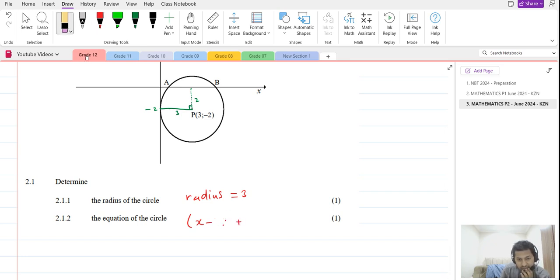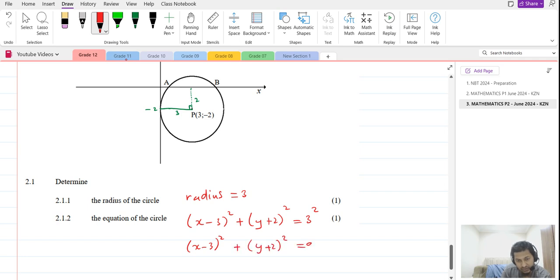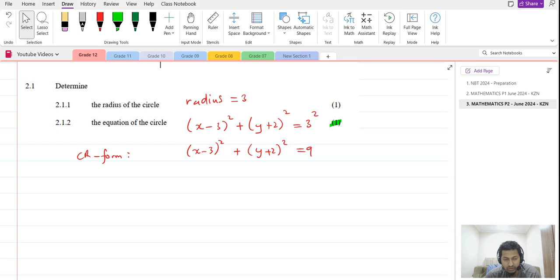Okay, so remember we need to minus the 3, plus y minus minus 2 will become y plus 2, all squared is equal to r squared, which is 3 squared. In other words, we have x minus 3 all squared plus y plus 2 all squared is equal to 9. So this is center radius form, CR form. I don't think you need to write it in standard form because it's just 1 mark. If they gave us more marks, they should have specified it here. Anyways, continuing on to the next question.